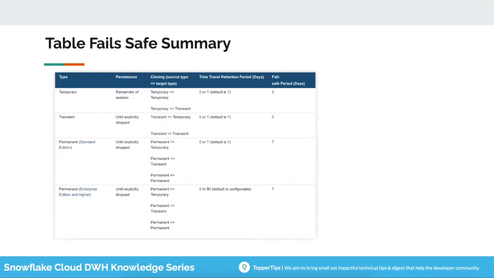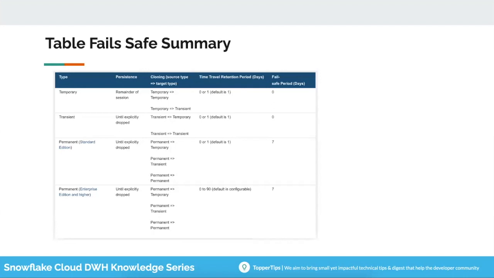So let's quickly talk about the table fail-safe summary. We all know that Snowflake supports temporary tables, transient tables, permanent tables, and there are external tables. A temporary table does not have any fail-safe period. Even a transient table does not have any fail-safe period, and I am 100% sure you would be asked one or two questions on the fail-safe period: whether temporary tables have a fail-safe period or not, and whether I can modify the fail-safe period for a temporary table and transient table.